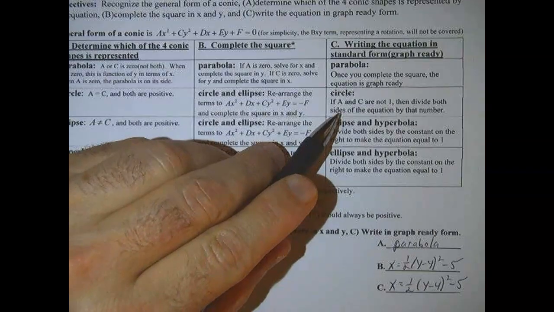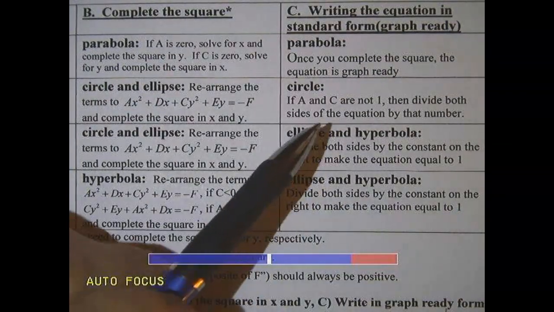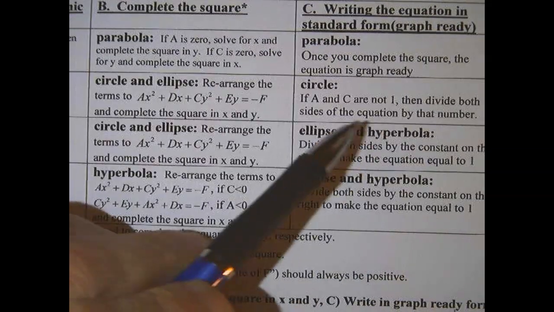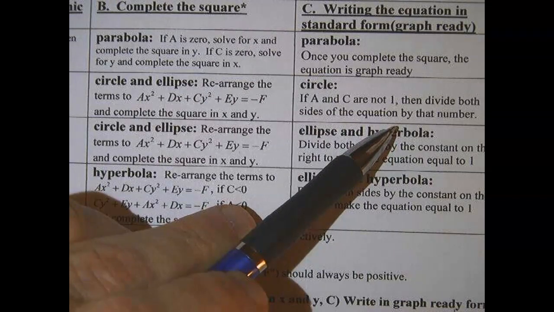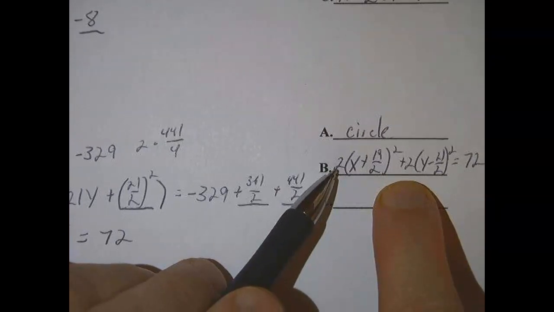All right, now let's go and look at our third step here. If it's a circle, which this one is, and a and c are not equal to 1, if a and c are not 1, they're going to be the same because they started out the same, then divide both sides of the equation by that number. So let's see what we have here. We're talking about these 2's right here. That's all we're talking about, these 2's.